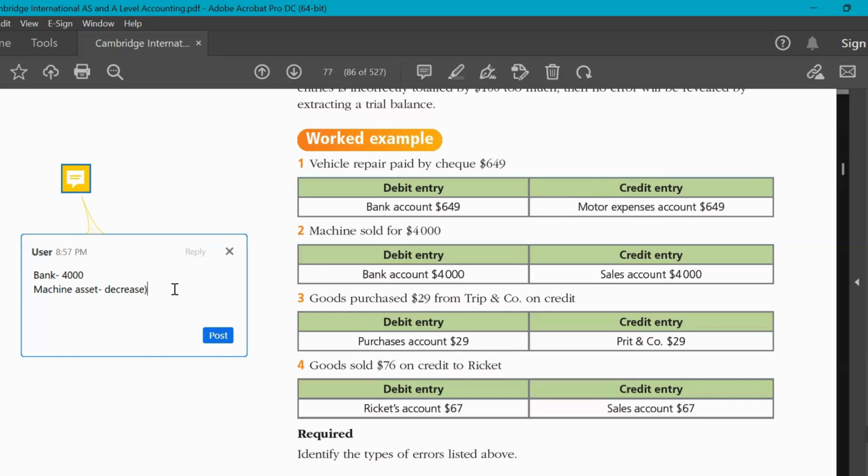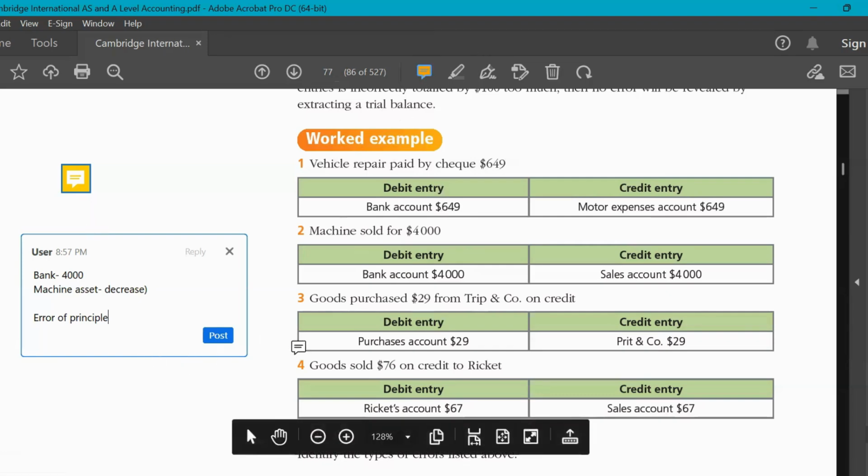disposal. So therefore, what is the type of error of this transaction number two? That type of error is the error of principle. Remember when we say error of principle, it means the wrong type of account. So in this case, you entered the sales account, but always remember that machine is an asset. So the credit's name should be asset. Error of principle. Okay, next.